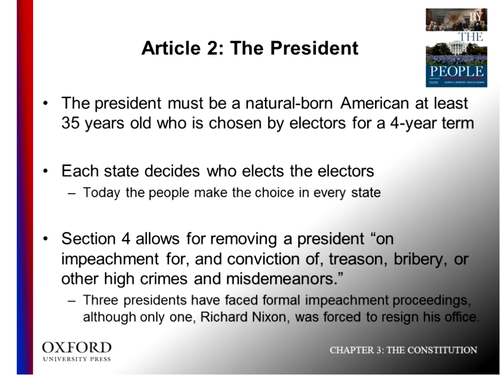Article 2 is the president. It says that the president must be a natural-born American, at least 35 years old, who is chosen by electors for a four-year term. Each state gets to decide who the electors are. Today, the people make the choice, and the electors simply represent the choice of the people at the Electoral College. And Section 4 allows for removing a president on impeachment for and conviction of treason, bribery, and other high crimes and misdemeanors. Three presidents have faced formal impeachment proceedings.